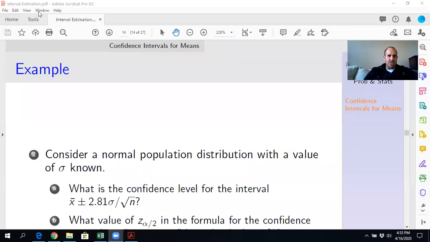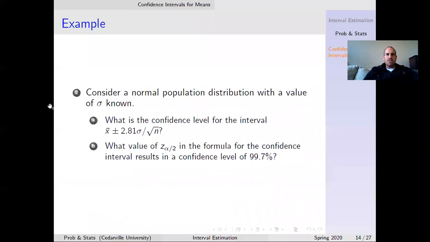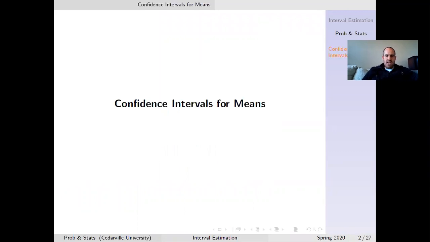And let's see here. Here we go. So let's go back to the beginning here. So we're doing confidence interval estimation here, okay? And specifically, I just want to talk about confidence intervals for means themselves. And by means, I mean the mean of a population. The goal here, once again, is to use sample statistics to get at population parameters.